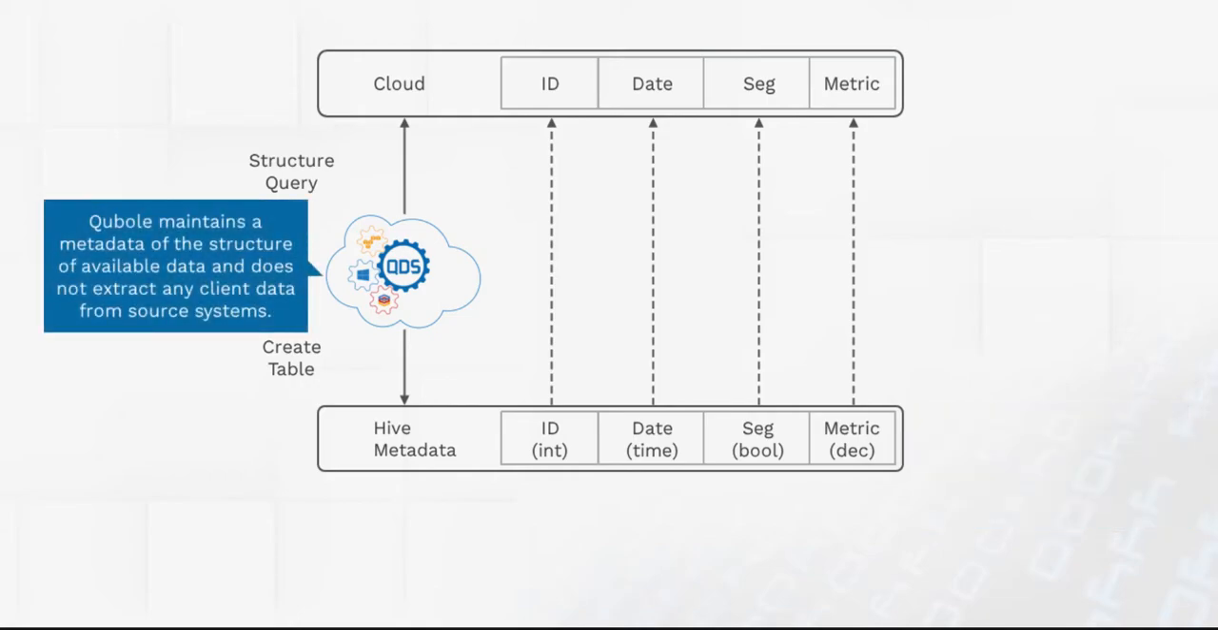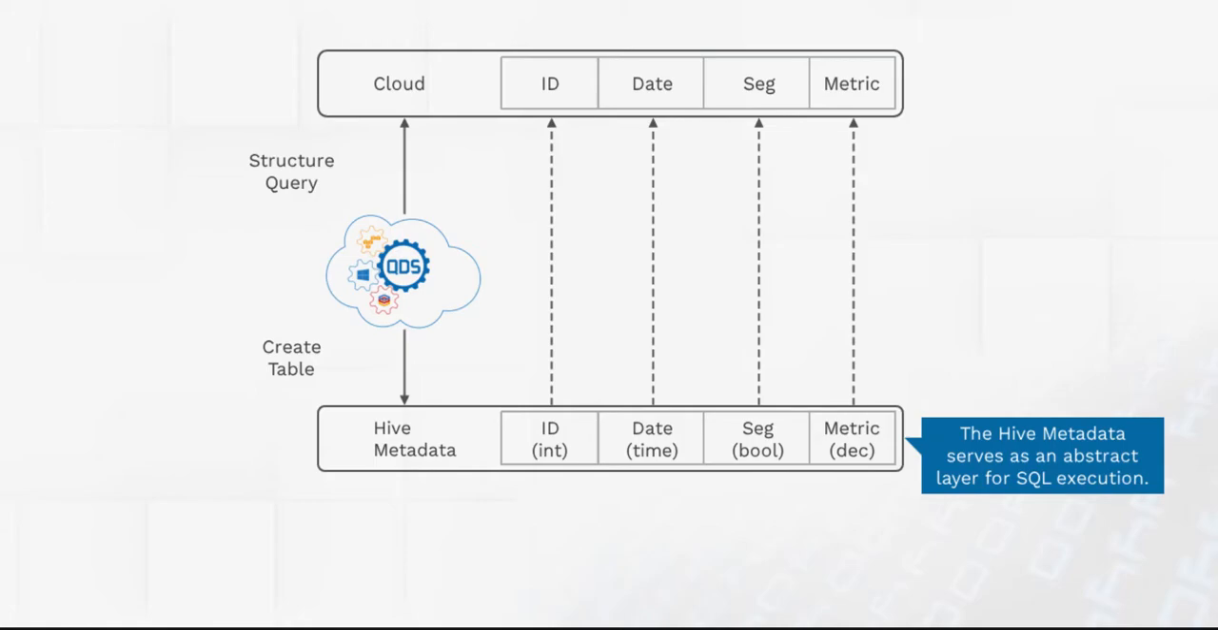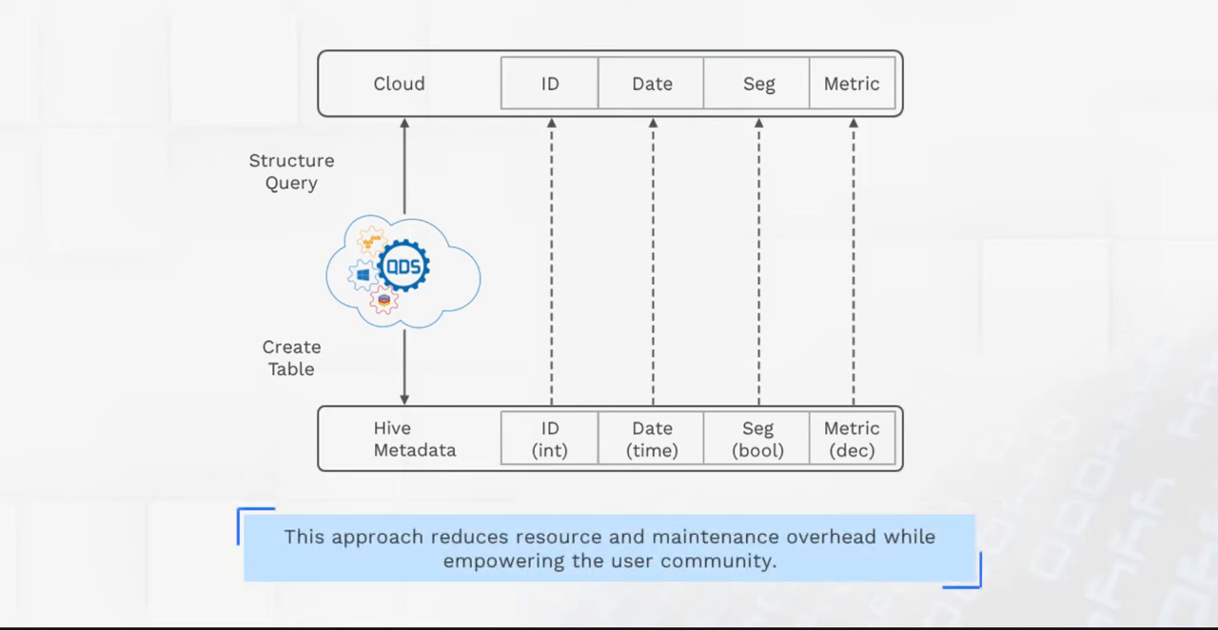Qubole maintains a metadata of the structure of available data and does not extract any client data from source systems. The Hive metadata serves as an abstract layer for SQL execution so that Qubole knows your file specifics and can apply the necessary optimizations during data processing. This approach reduces resource and maintenance overhead while empowering the user community.